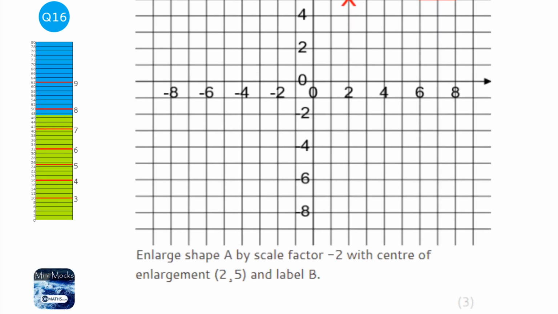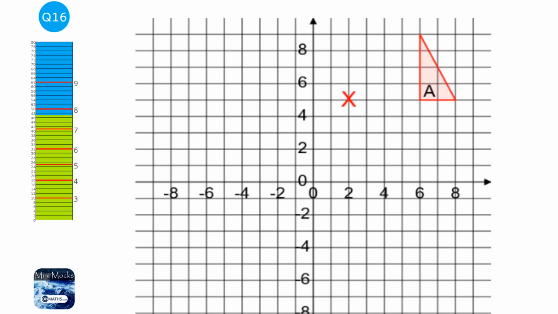Okay, so in this question we're asked to enlarge shape A by scale factor -2 with the centre of enlargement 2,5. So normally we'd first of all put the centre of enlargement on, but it's already done for us. So what I need to do now is draw my ray lines, but because it's negative we know they're going to go through the centre of enlargement. So I'm going to draw my ray line. I don't need to do the bottom right one because it will essentially be the same thing.